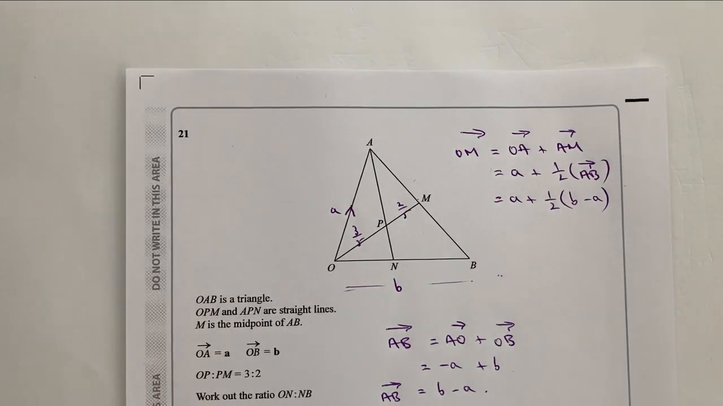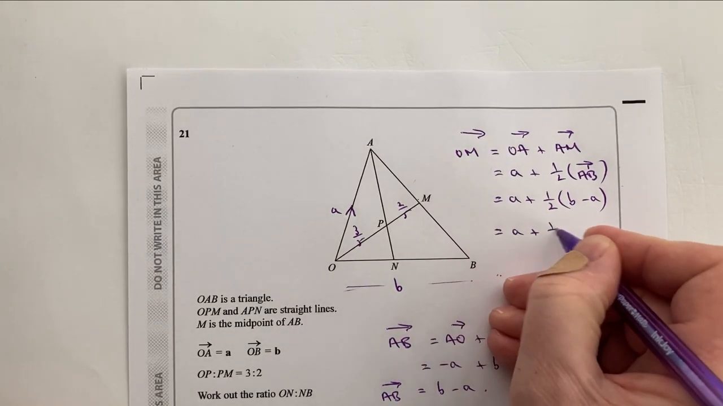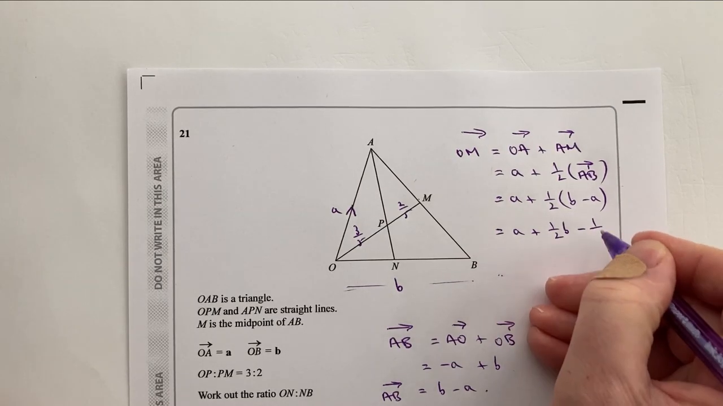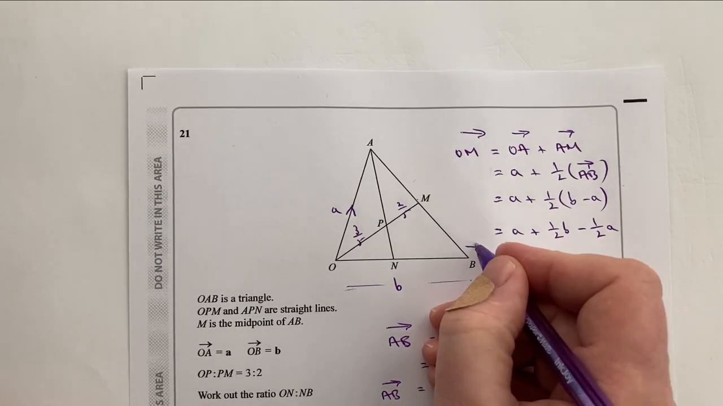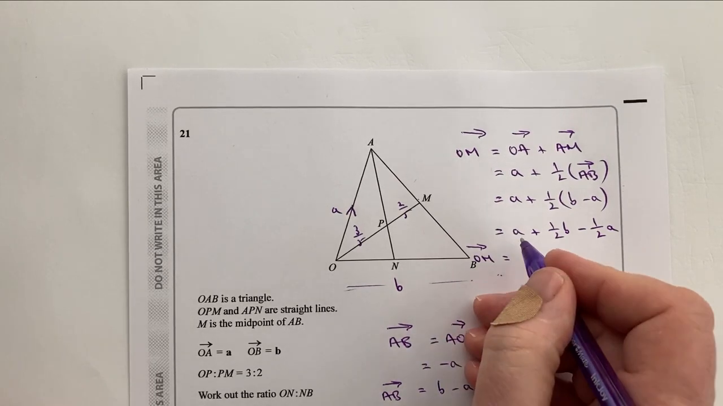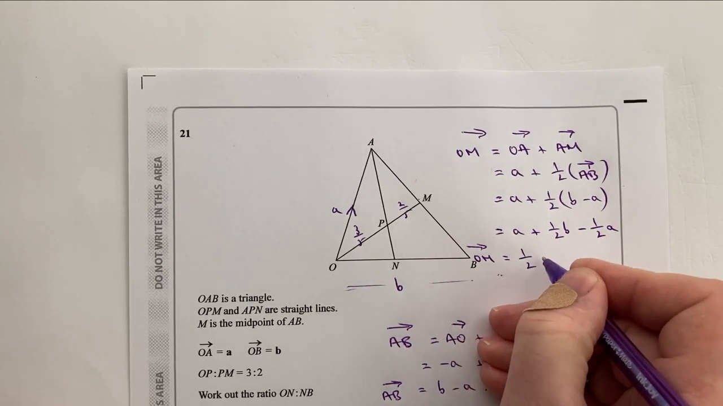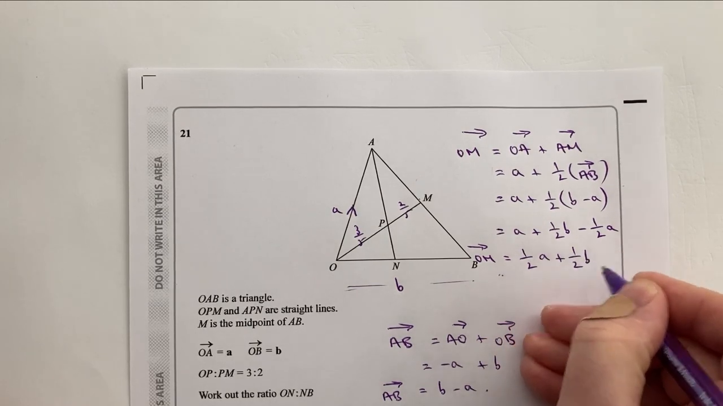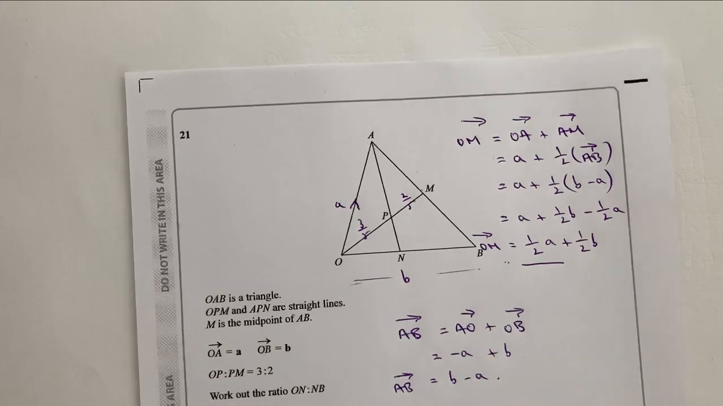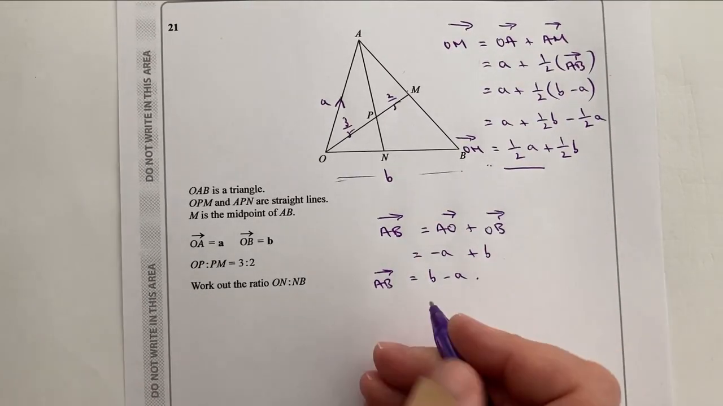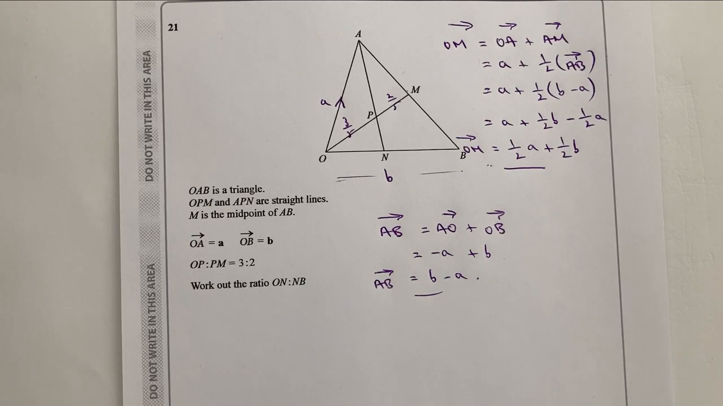So let's expand out those brackets and I'm going to get OM equals A plus a half of B minus a half of A. So vector OM is going to be equal to A minus a half of A, which is a half of A, plus a half of B. So I've got two vectors, OM and AB. Now I've got those, I can start to focus a little more on the question itself, OP and PM. Well, what I need to know is, firstly, what is OP?